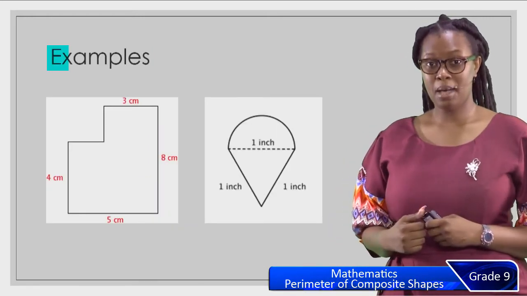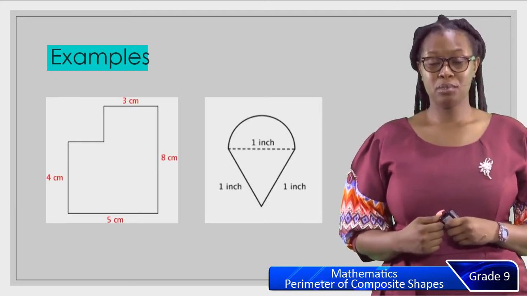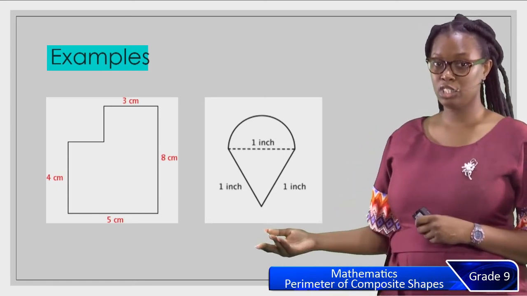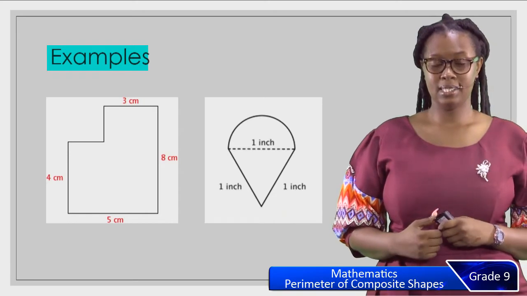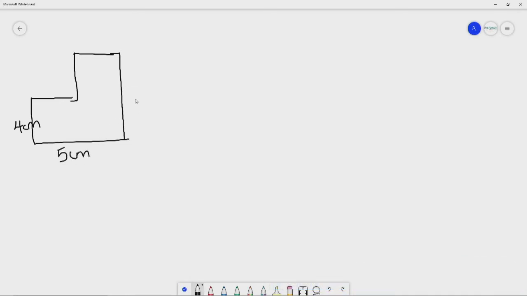We have two other examples, but in these examples, some of the sides are missing. So we would have to use step number 2, which requires us to use the properties of each individual shape to find the missing sides. Next example, we have a shape that looks like this. Here is labeled 4 cm. On this side we have 5 cm. On this side we have 8 cm. And then at the top we have 3 cm.